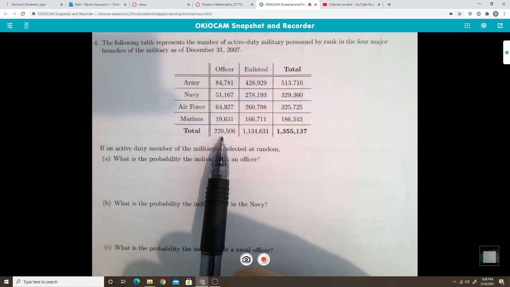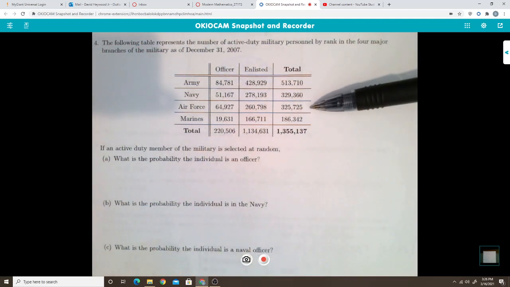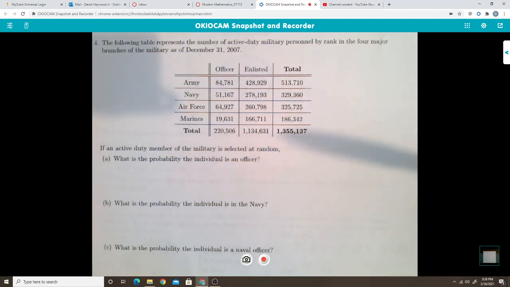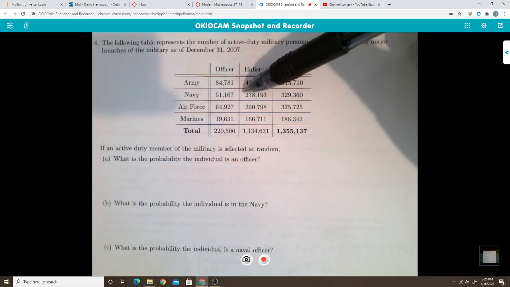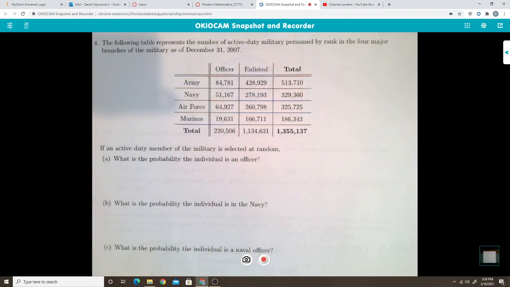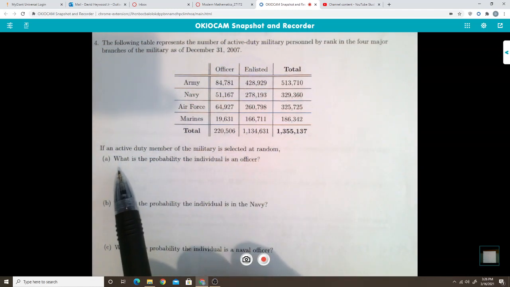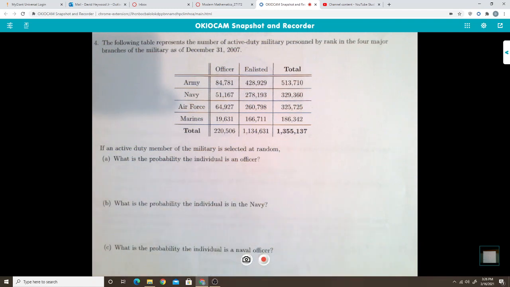So the total number of officers is 220,506. The total number of people in the Air Force is 325,725. The total number of people in the military, period, is 1,355,137. The number of enlisted Navy personnel is 278,193. So hopefully you understand how the chart is organized, right? So it says, if an active duty member of the military is selected at random, what's the probability the individual is an officer?